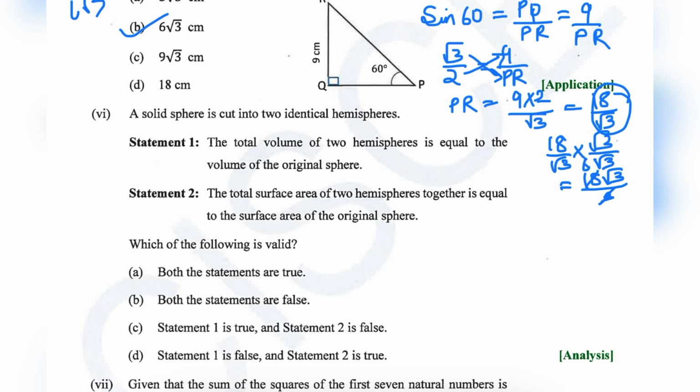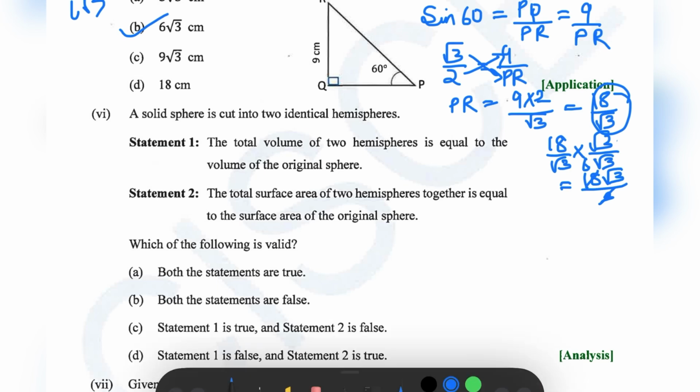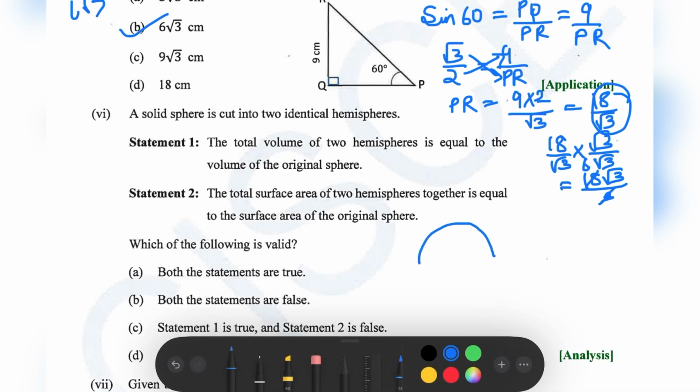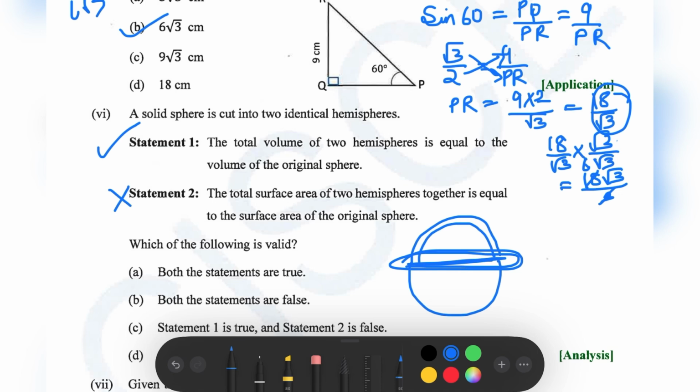Now I will see about statement 2. The surface area will not be equal to that of the original sphere. Why? Because you know that there is a hemisphere like this. This is a hemisphere. This portion is surface area, but this flat portion is also included, right? But when I join them, will this portion be included? No. So that is why it will come extra. So statement 2 is wrong. Statement 1 is correct. So here what is the option? Statement 1 is true and statement 2 is false. So option C is the correct one.